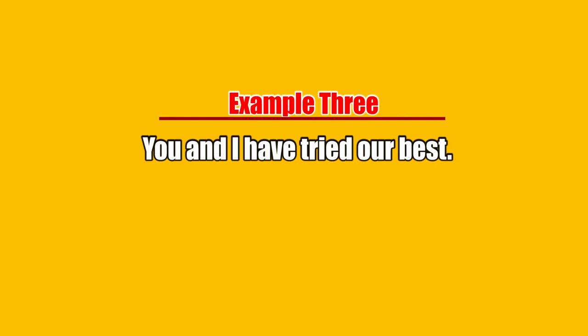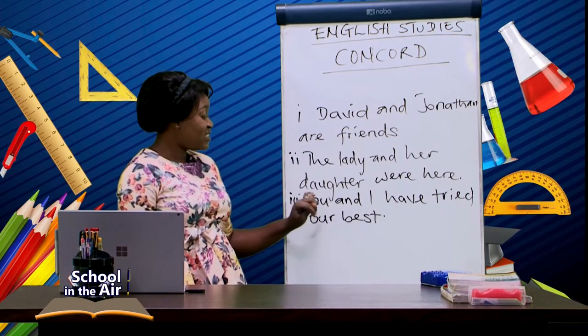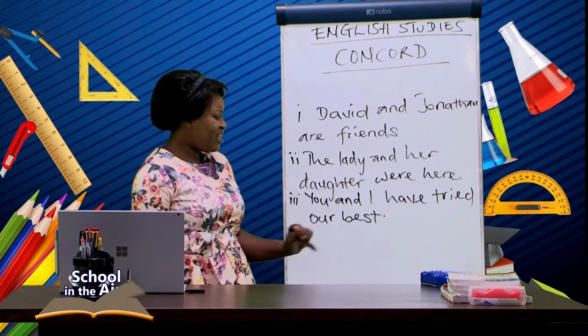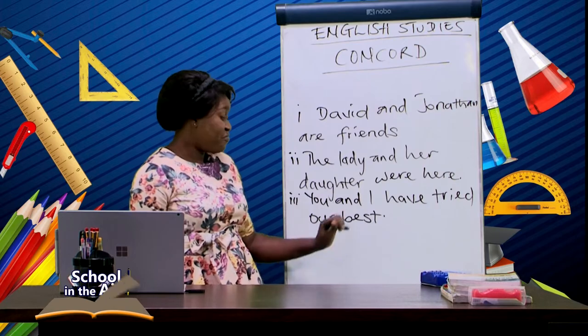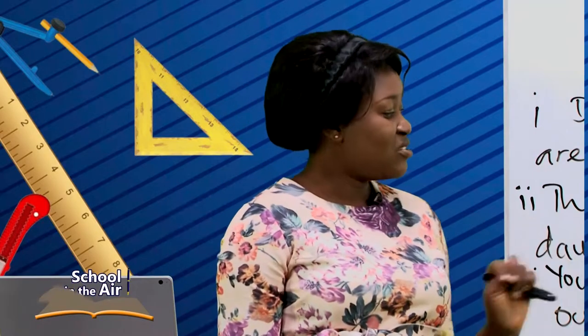I think it would also be good that we look at another example. Example three now: "You and I have tried our best." If you look at this sentence structure, you will see that we have "you", which is a pronoun, and we also have "I", which is also a pronoun, used with "have", because we have a plural subject. We have you, which is one pronoun, and I, which is another pronoun, making it a plural subject. And that's why we have used "have". The sentence will not be meaningful if we use "has". We have used you, we have used I, and we have connected the two with "and". And that's why we have a plural verb there. I hope you have understood this rule perfectly.